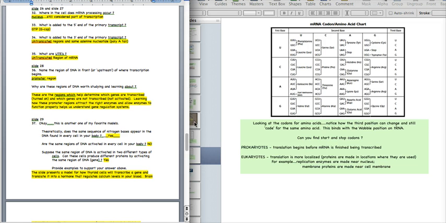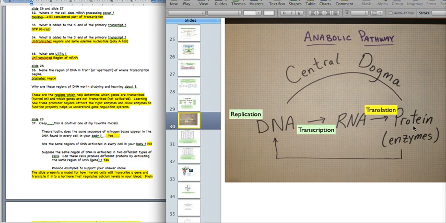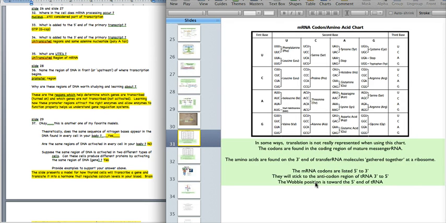Okay, so really what we're looking at is translation now, the final piece of the central dogma. Translation is protein synthesis. We just briefly talked about that wobble position, that third spot that can vary.